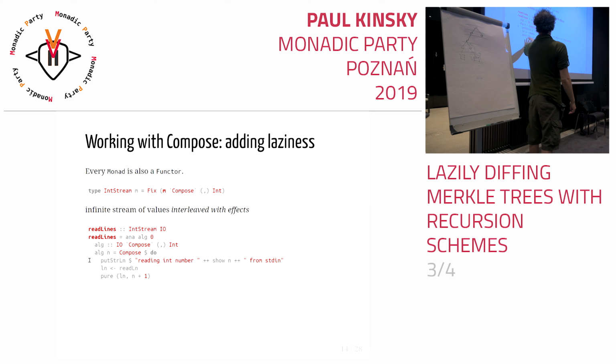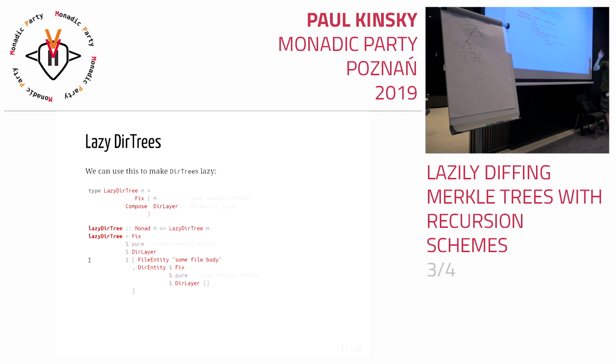And you can see here, it just builds a compose of I/O and tuple, with the next layer just being the next int from which it unfolds, the next int that gets printed to the screen when it requests a new integer. So this is actually going to be critical for working with Merkle trees, this sort of interleaving of actions with a recursive structure, which is why it's here. So we can make a lazy directory tree where you have some monadic effect interleaved between every directory layer. And you can see a simple example of that here, right?